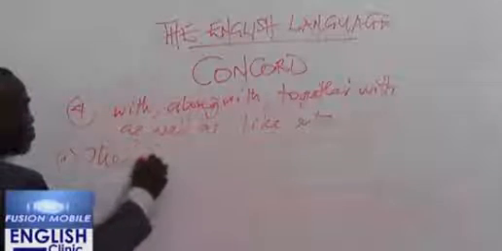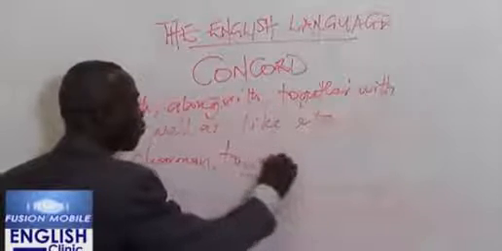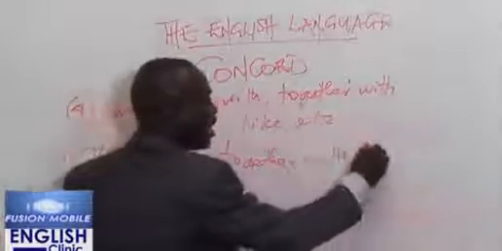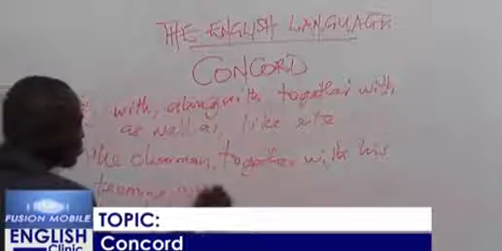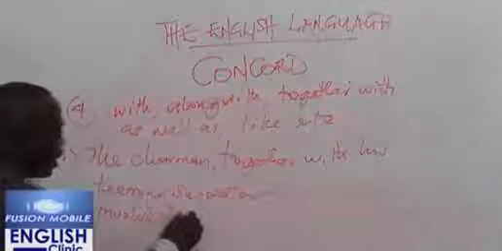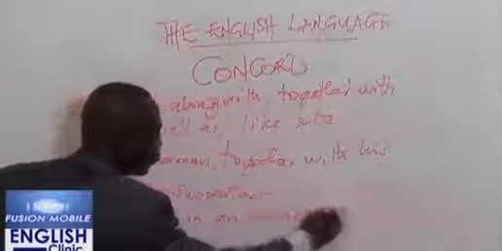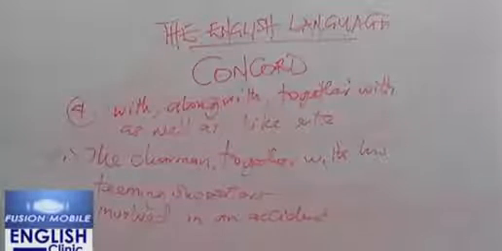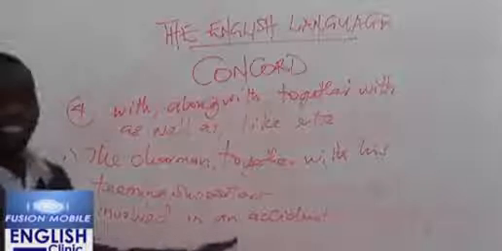Listen, look at this example. Example 1. The chairman, comma, together with his team supporters, dash, involved in an accident. Now look at this example. It is a bit tricky. I want us to just pay very close attention to this. The chairman, together with his team supporters, dash, involved in an accident.